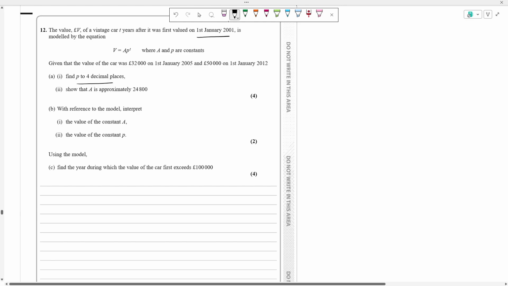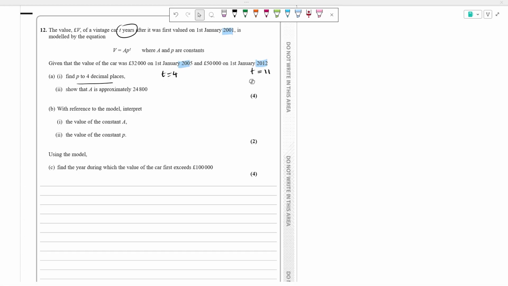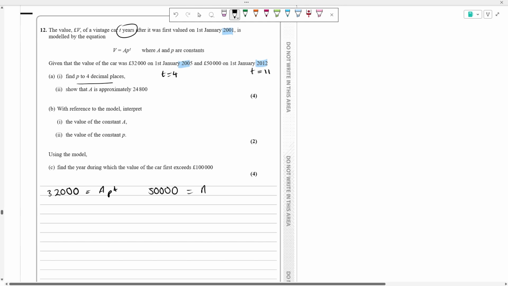Okay, so here it says 1st of January, and you can see these are also 1st of January. The only difference here is the years. So this is going to be T equals 4 because this is T years, and this is going to be T equals 11. Using that, we can just substitute the numbers in. So we have 32,000 is equal to A P to the power of 4, and we also have 50,000 is equal to A P to the power of 11.